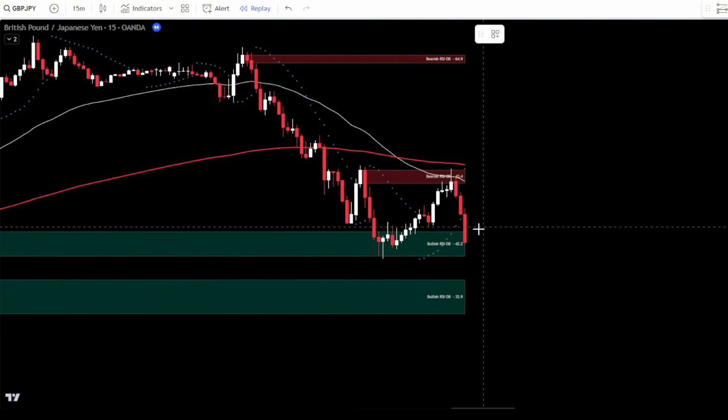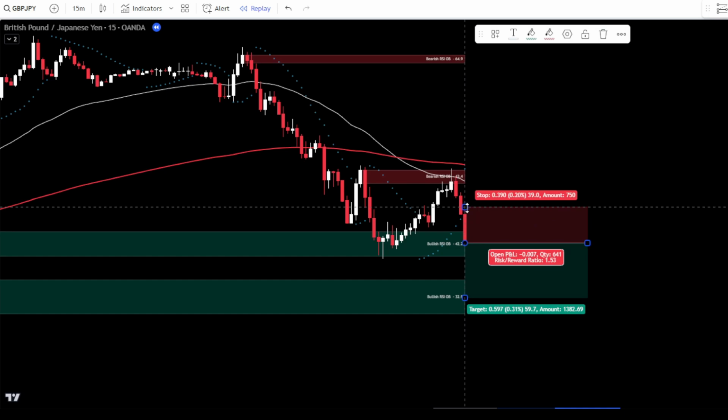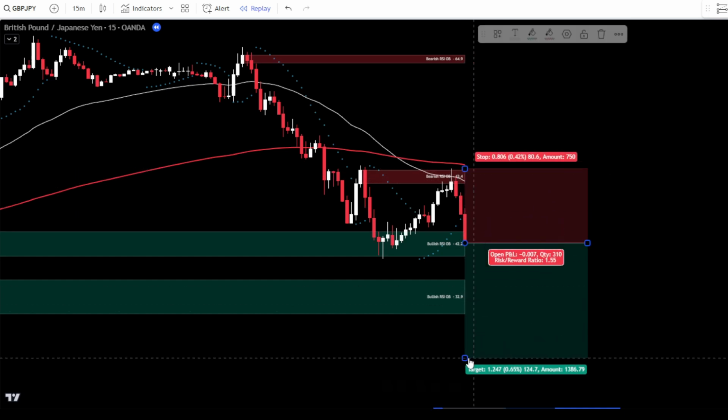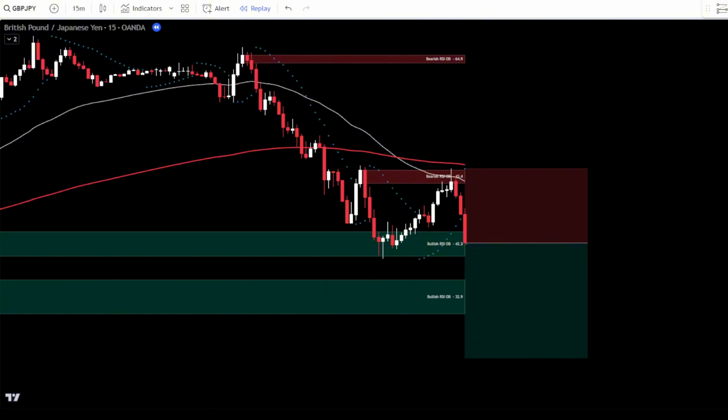If all conditions are met, place a sell entry after the bearish candlestick has closed. Set the stop loss at the Parabolic SAR. Use a take-profit target with a risk-reward ratio of 1 to 1.5.